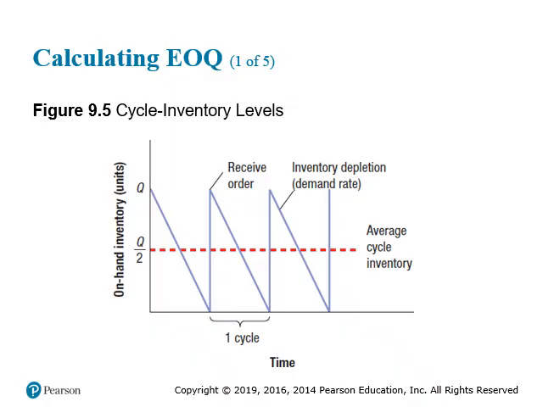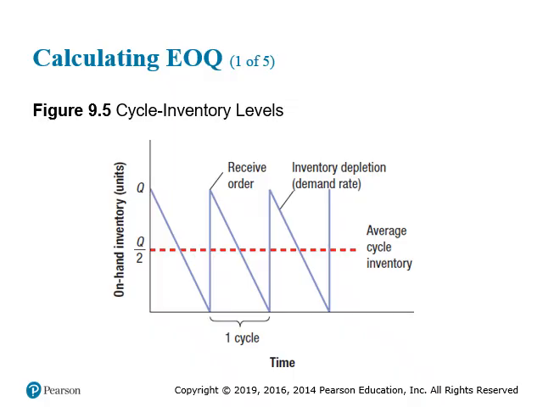So anyway, you can see if we order Q units, when that order comes in, when we receive an order, we would have Q units on hand. If demand is constant, the amount we have on hand will decline in essentially a straight line.